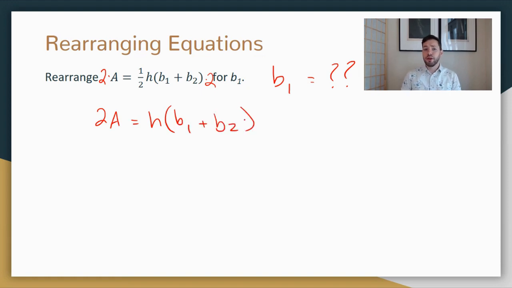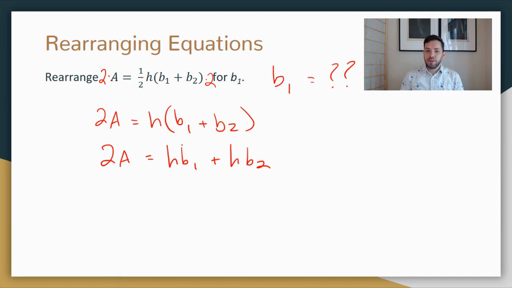Now, there are a couple of different ways we can do this. We can do 2A over H. There are, like I said, many, many different ways, so there's no one single correct way to solve this equation. However you're doing it is fine. I think the easiest way for my brain to do this is to distribute the H through these parentheses. So that becomes 2A equals HB1 plus HB2. Now we've gotten rid of the parentheses.